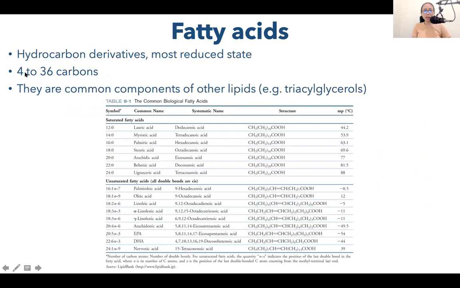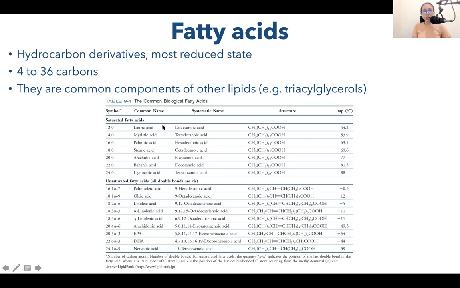So fatty acids can have 4 to 36 carbons. So they can be as short as your, ano nga ba tawag kapag 4 carbon na carboxylic acid? Butanoic acid. Ayan. So that's the simplest fatty acid, up to 36 carbons. Pero yung pinaka-common na fatty acids would be from 12 carbons to 20 carbons or 22. So these fatty acids are common components of another class of lipids. We call them triacylglycerols, which we will see later.